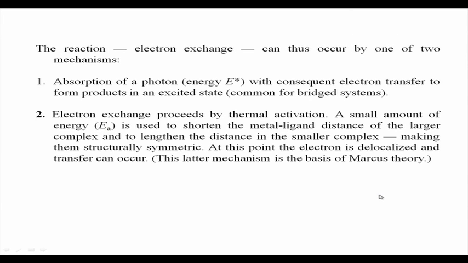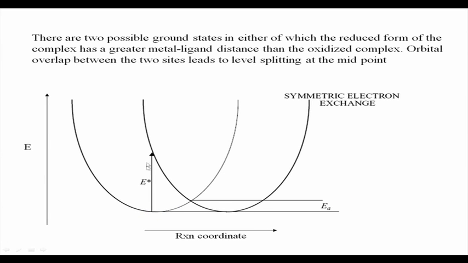A small amount of energy is used to shorten the metal ligand distance of the larger complex and to lengthen the distance in the smaller complex, making them structurally symmetric. At this point, the electron is delocalized and transfer may occur. So this is the basis of Marcus's theory. So it may be by thermal means, or as I told you, by photochemical means. Electron exchange may be by this means, or by a small energy supplied from the thermal energy available within the system, that is kT.